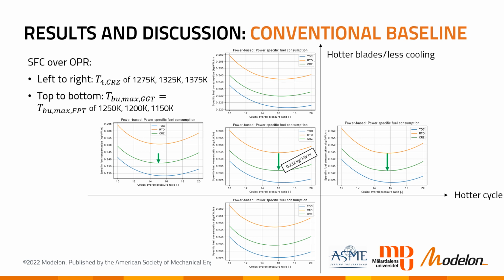And here we see that the optimal overall pressure ratio initially increases from 15 that we see on the middle row to the left to 16 for that intermediate T4 temperature of 1325 Kelvin, and then starts reducing again. You see the green arrow highlighting the minimal cruise SFC value. And again, as we increase the cycle temperature beyond that threshold, the optimal OPR is reducing again.